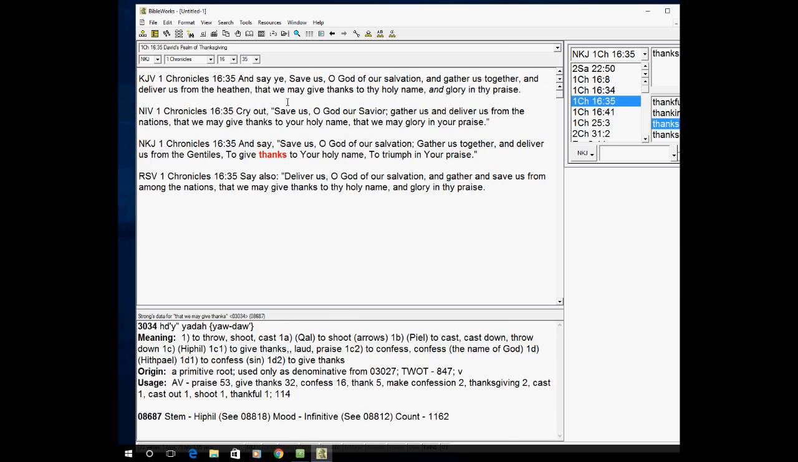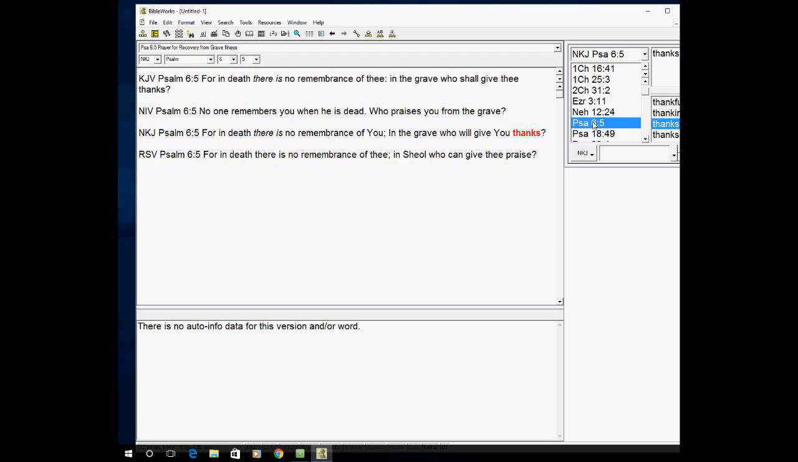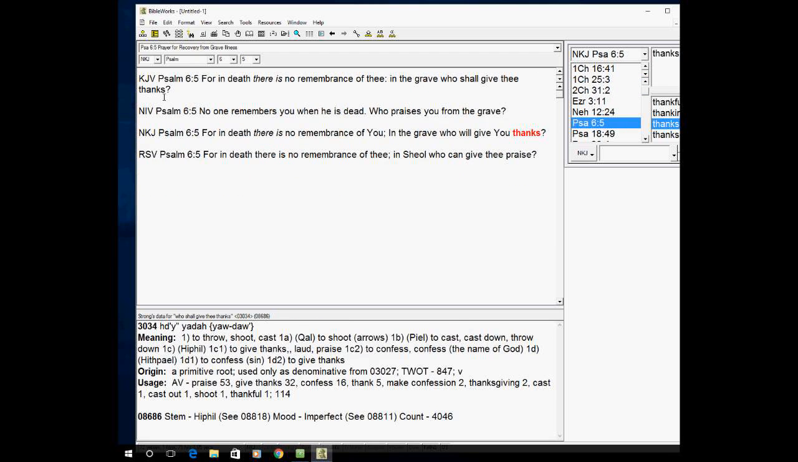Okay, 1 Chronicles 16 verse 35: that we may give thanks, the same Hebrew word, that we may give thanks to your holy name, so that we may glory in your praise. So, to make a long story short, I've gone through this all, and it's basically the same story. The giving thanks is never translated prayer or pray.